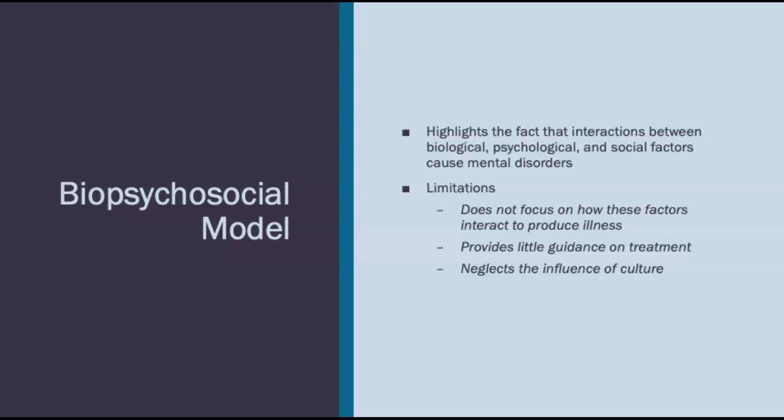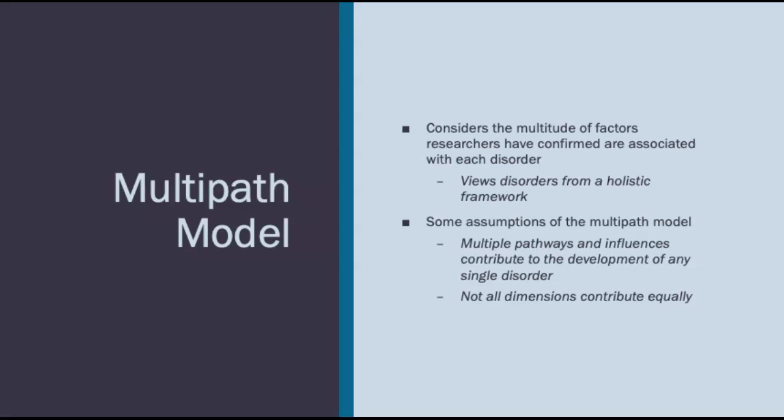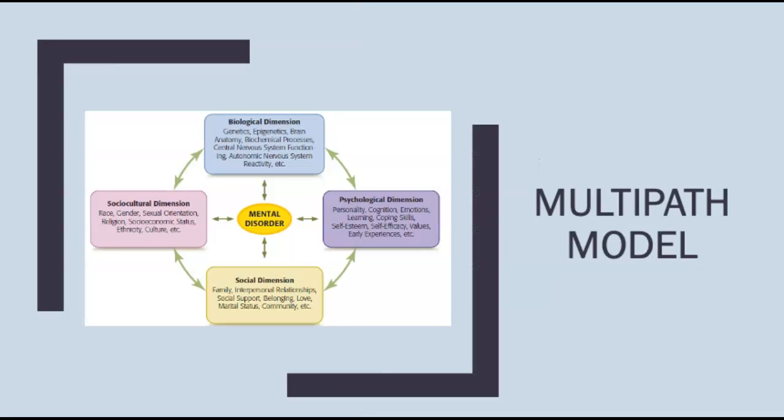So the authors offer a more useful multi-path model. The multi-path model considers a multitude of factors research has confirmed are associated with each other. Some of the assumptions of the multi-path model include that not all of the dimensions contribute equally, and it is important to note that there are multiple pathways and multiple influences that might contribute to the development of any single or multiple disorders. The multi-path model takes a look at the biological dimension, the psychological dimension, the social dimension, and adds the social and cultural dimension that is not included in the biopsychosocial model. You'll see that this diagram and these arrows really emphasize the interconnected nature of how these different dimensions influence one another.